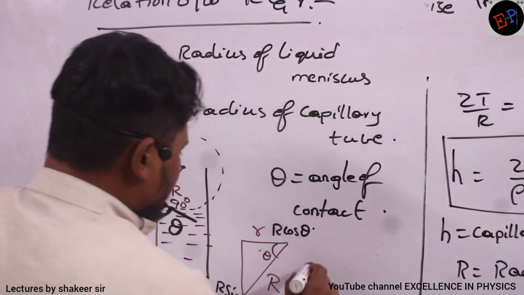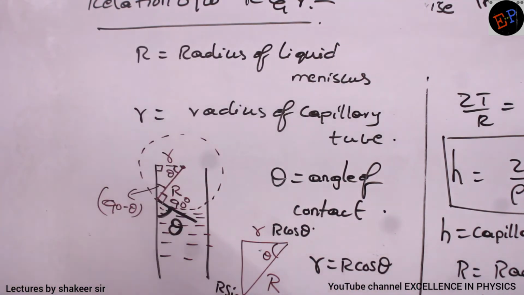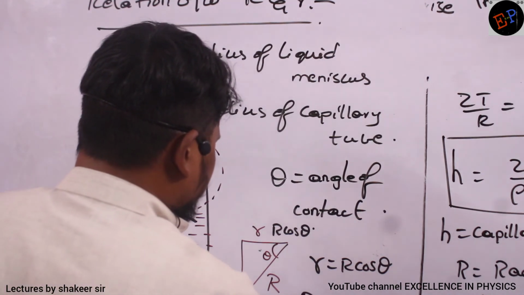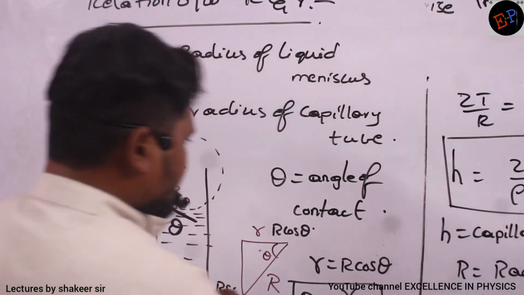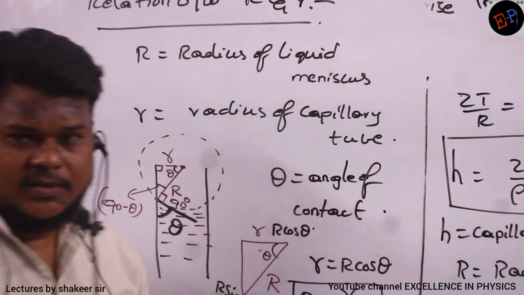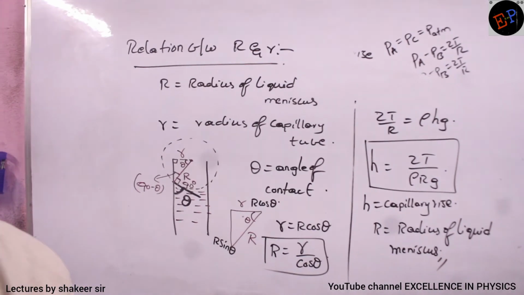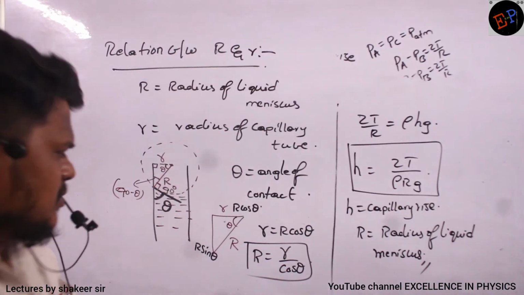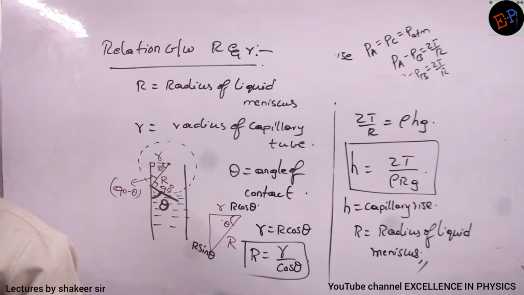Therefore, can I write that small r is equal to R cos theta? Definitely I can write, no? Small r is equal to R cos theta. Therefore, what is capital R? Capital R is r by cos theta. R by cos theta. So take this capital R and substitute in this formula. Then I will get another formula.